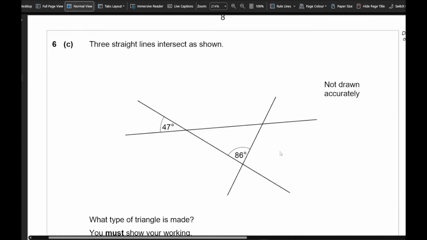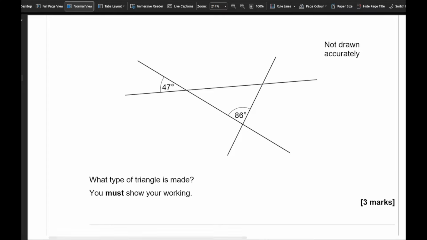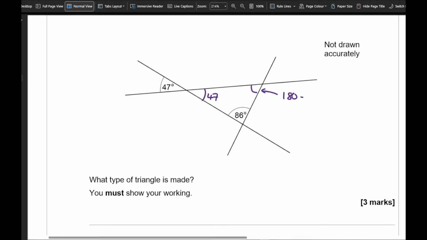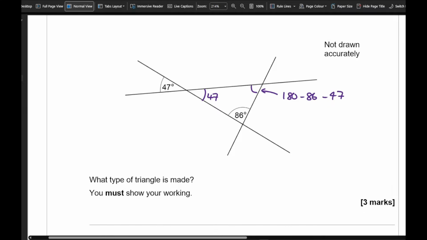Moving on to 6c, it says 3 straight lines intersect as shown. What type of triangle is made? So this angle here is opposite to 47, so that's going to be 47. Then to work out what this angle here is, I need to do 180 minus 86 minus 47. So if I just type that all into my calculator, I get an answer of 47 degrees. And as I've got 2 angles that are the same, the triangle is going to be an isosceles triangle.